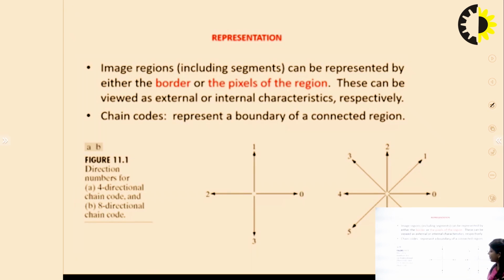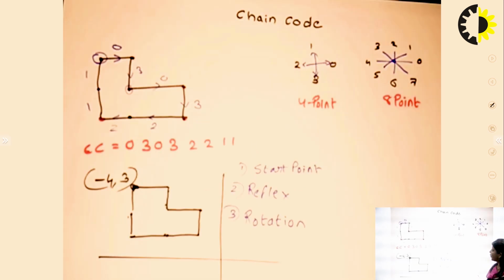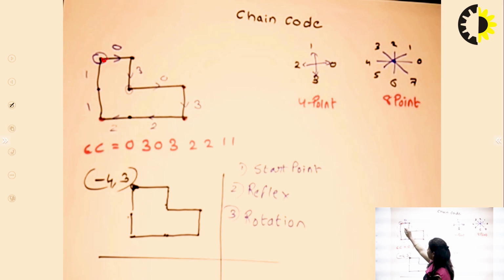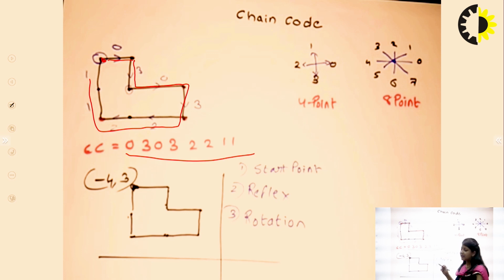So this is a representation for 4 directional and 8 directional, and the chain code represents the boundary of a connected region. This is one point. This is an example of how we can find the chain code of the object and normalize it. Firstly, this is the shape, and this is the starting point. From here we will count the shape in clockwise direction. First is 0 on the left side, then downwards we have 3, then 0, 3, 2, 2, 1, 1. So we get this chain code, which is the initial chain code.